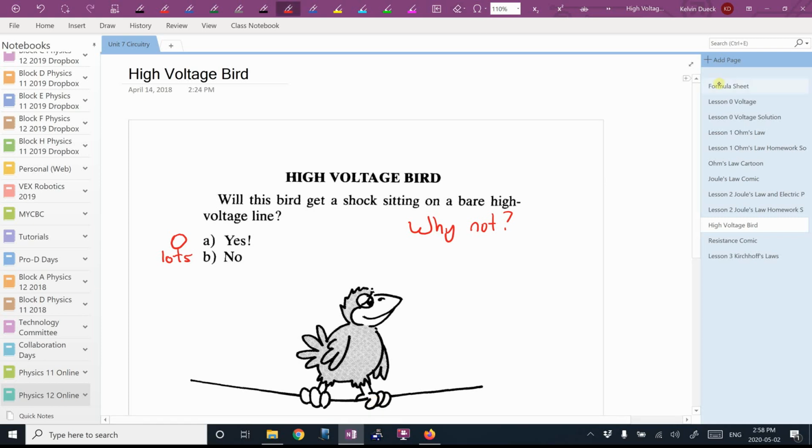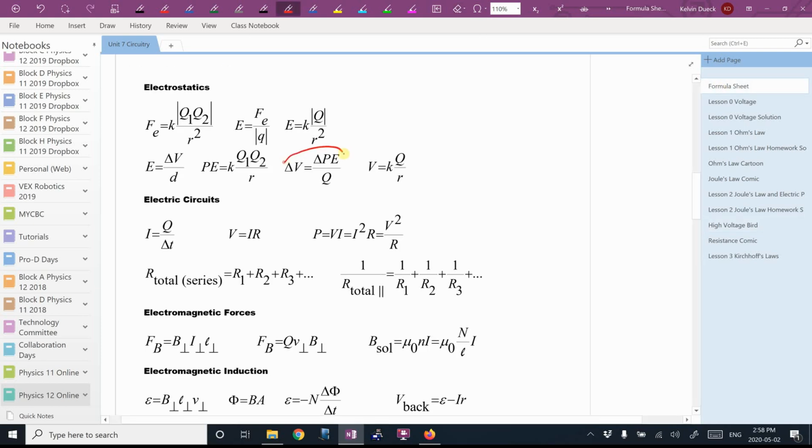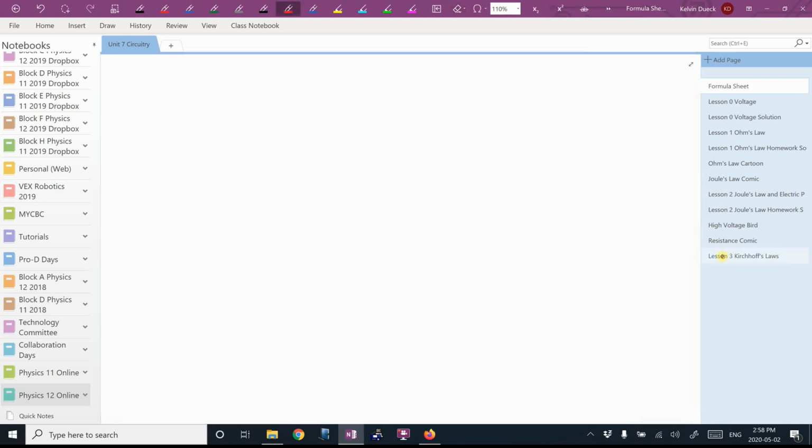That's why on the formula sheet back here, it said we need a change in voltage. That's why we talk about a potential difference or a change in potential. We're going to be talking about that more in today's lesson. So here we go.